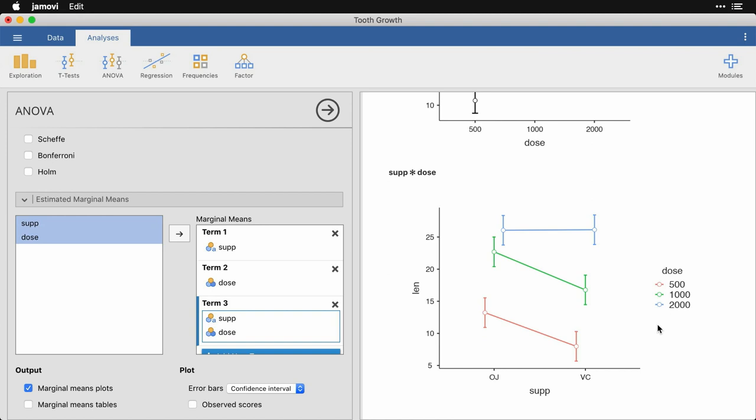And you can see here that, well, orange juice is more effective than vitamin C at the low dose and at the medium dose, but they're the same at the high dose. And that is a great graphical representation of the effect of the dosage and also the best single summary of the effects of these two factors, both separately and combined within our data, which is the point of doing the factorial analysis of variance.